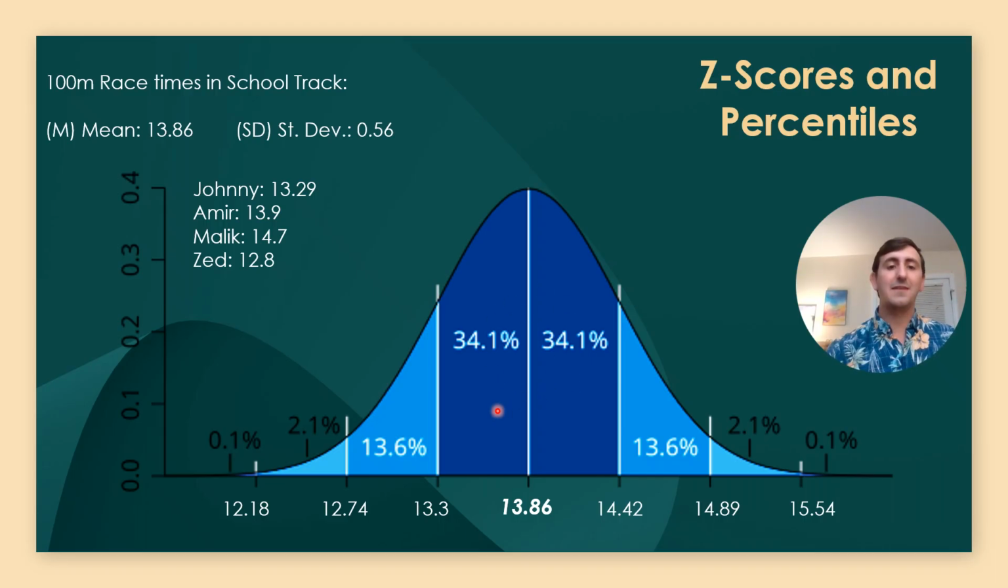Next, let's look at Malik and his score. Malik's score, 14.7, while the average is 13.86. He's slower than that, so let's go to the next one, 14.42. Malik is slower than that. 14.89. Okay, Malik is faster than that, so he's somewhere in between these two. He is more than one standard deviation away. He is in the second standard deviation.